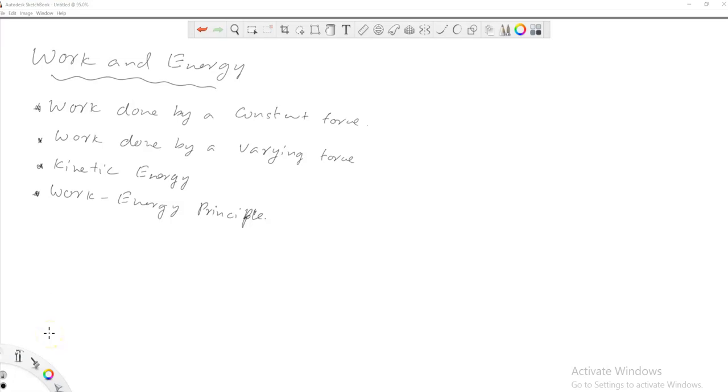Okay, hello everyone. So today we are starting a new topic, work and energy, and these are the subtopics we'll be discussing. Work done by a force, a constant force, work done by a varying force, a force that is not constant, kinetic energy. It's another new topic. You guys already have heard about these terms, kinetic energy or the term energy. So we'll look into that, and then work energy principle.